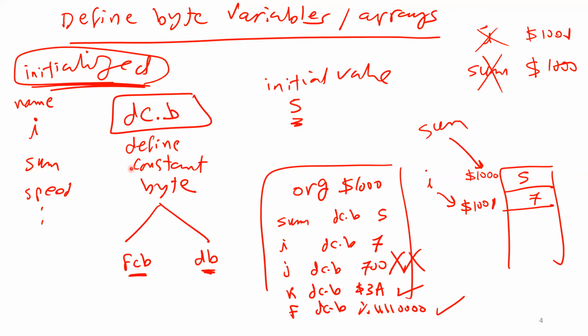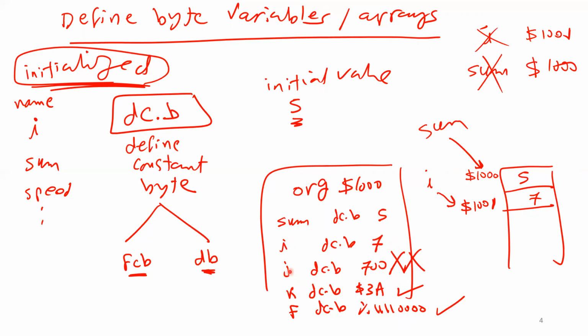All this definition should come in the data area. I told you in your programs there should be two areas, one for data and one for the code. So in the data area, for example, I'm going to say org 1000, and then make the definitions. For example, I can say sum dc.b 5. So here I defined a variable. This is the name of the variable, sum. It's a byte, and the initial value is 5. Also I can say I dc.b 7. So now I'm defining a variable called I, and its initial value is 7.